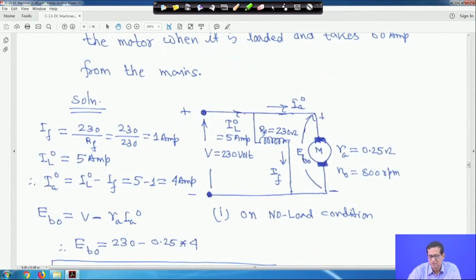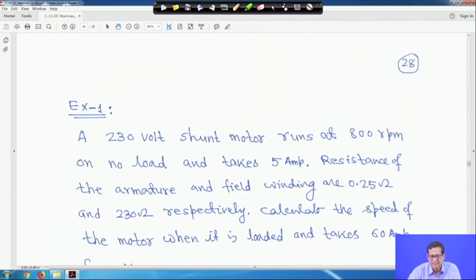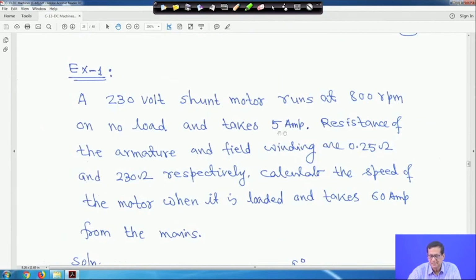This is the no load condition DC shunt motor circuit diagram. This is IL0, this is IF, because the supply voltage V is 230 volt and RF is given as 230 ohm, with no external resistance shown here. This is IA0, RA is given as 0.25 ohm, the no load speed is 800 rpm, and this is the back EMF. So field current IF is equal to 230 upon RF, which is 230 by 230, that is 1 ampere. IL0 is given as 5 ampere, because it takes 5 ampere on no load.